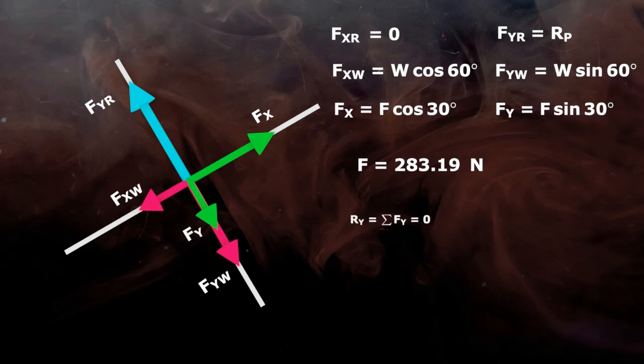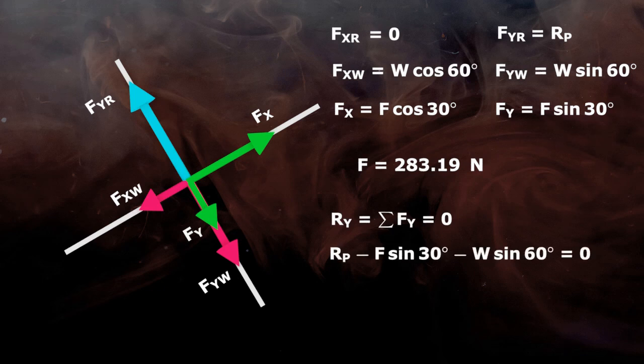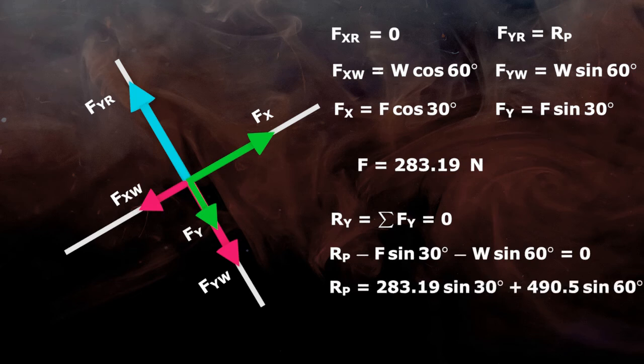Similarly, the summation of all vertical components is equal to 0. So, Rp minus F sin 30 minus W sin 60 is equal to 0. Put all values and Rp is equal to 566.38 Newton.